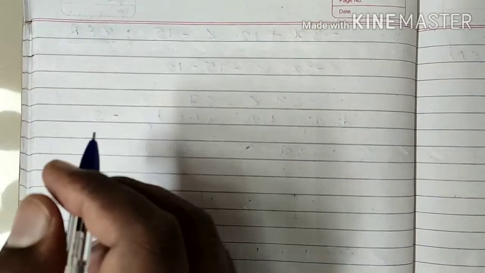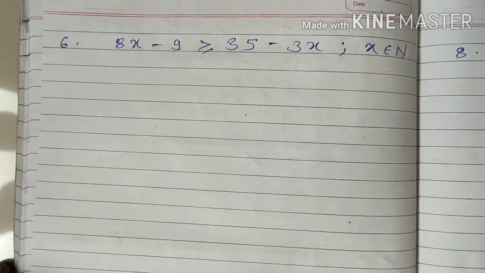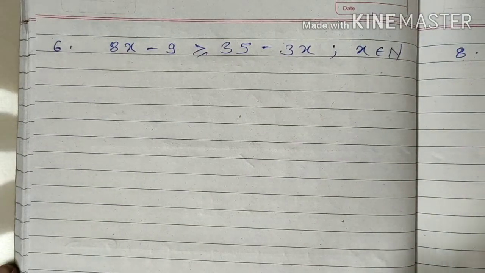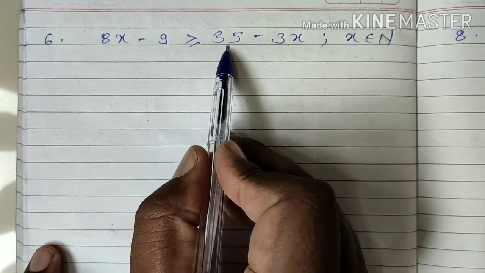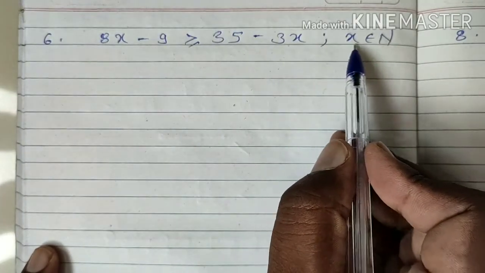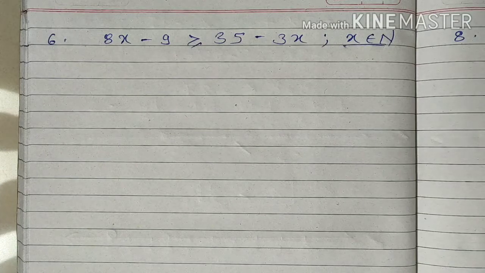Next question is here. Question number 9 we are solving now. Or we can solve question number 8. One minute. Yes, it is here. Question number 6 we are solving. Question number 6: 8x minus 9 is less than or equal to 35 minus 3x, and this time x belongs to the natural numbers.